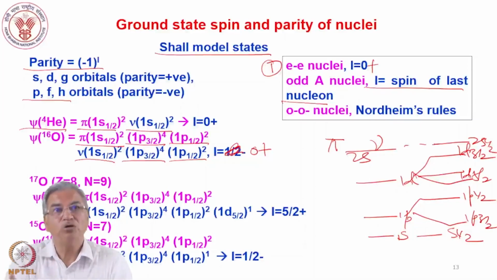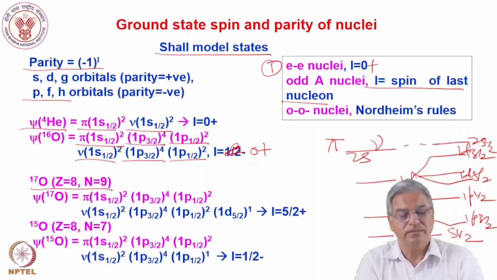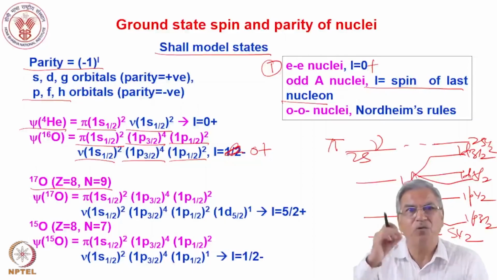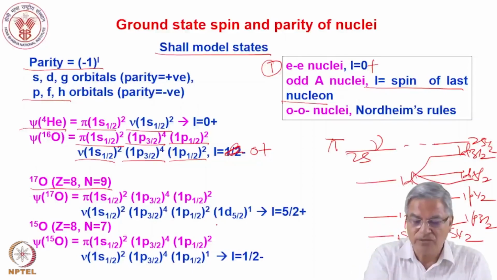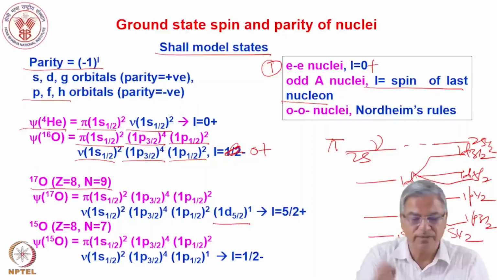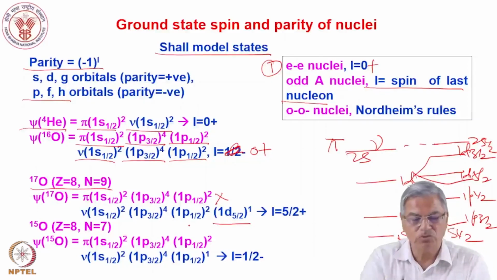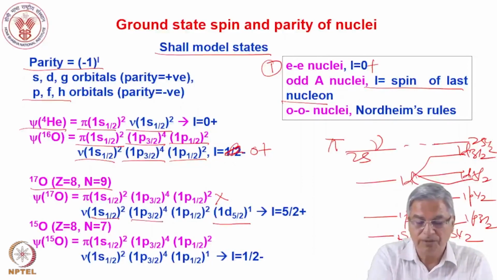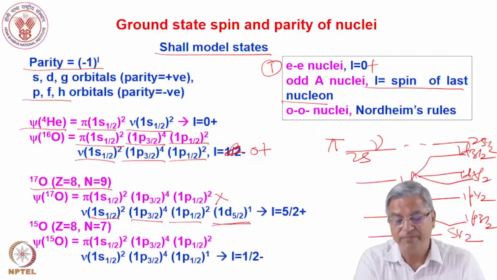Let's come to the odd nuclei now. So oxygen 17, 8 protons and 9 neutrons. What you have to see is which orbital is occupied by the 9th neutron, the odd neutron. If you start filling from here, for the protons, forget about protons. About the neutrons, you have 9 neutrons to populate: 1s 1/2, 1p 3/2, 4, 1p 1/2, and you are left with 1 neutron that will go to 1d 5/2.